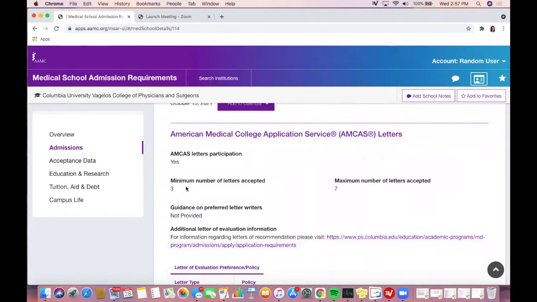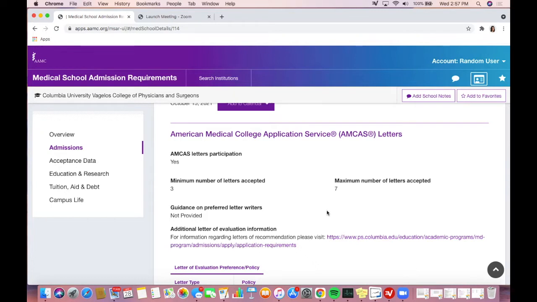Now, Columbia has a minimum number of letters that they require, which is 3. The maximum number is 7. So that's also really valuable information. Some medical schools will not have such generous limits for the maximum numbers of letters accepted. So that's something that you really need to pay attention to.